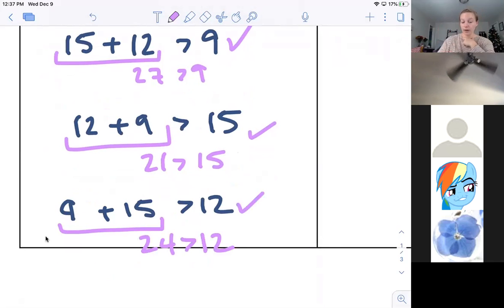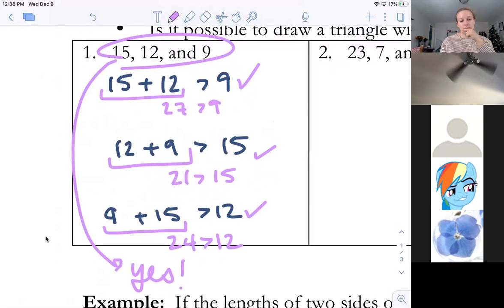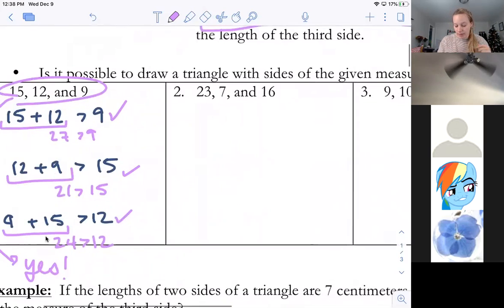Perfect. When all 3 of those, any way you can mix, match, slice, dice it, it works. I can say, yes, that's a triangle. These 3 sides will make a triangle. So it has to be true for each one? Mm-hmm. Okay. And so what we're about to find is if you have one that doesn't work, you can just stop there. So let's do number 2 together.